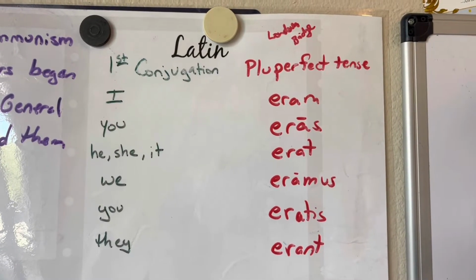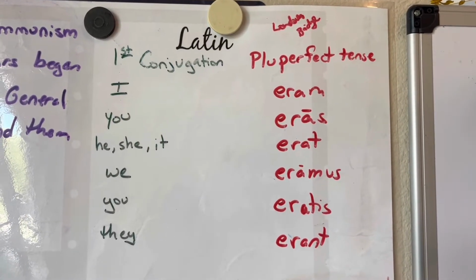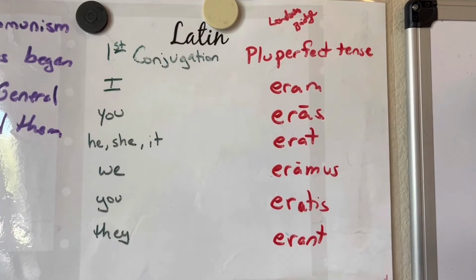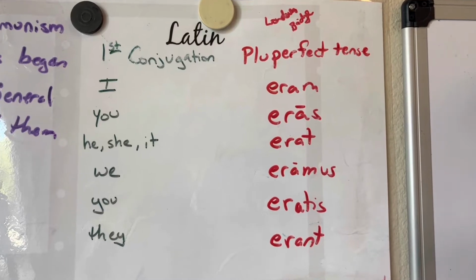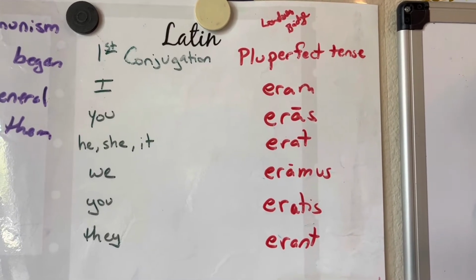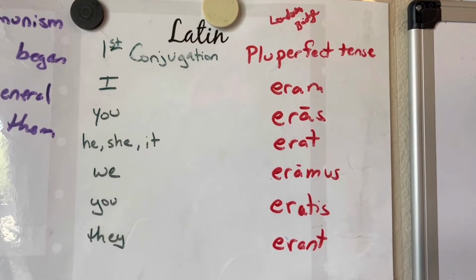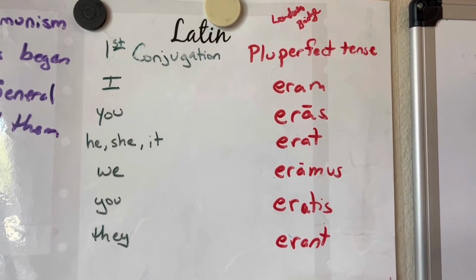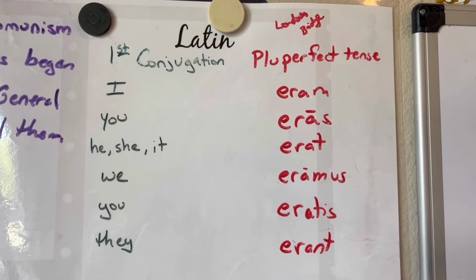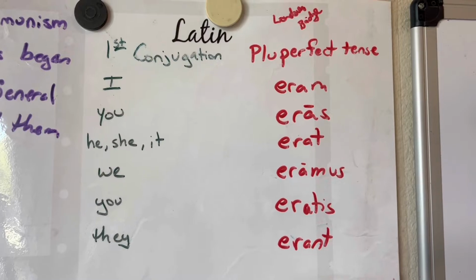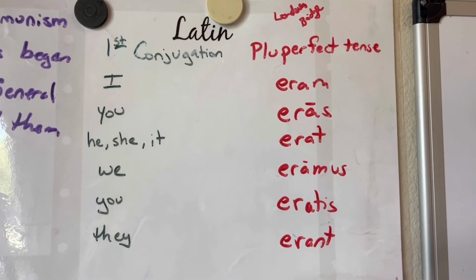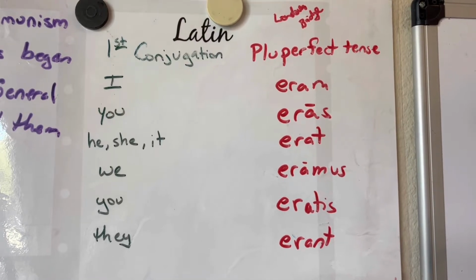First conjugation, pluperfect tense, to London Bridge, because they made an error when they were making the London Bridge and it was going to fall down. So it starts with arum. Arum, eros, erat, aramis, eratis, erant. First conjugation, pluperfect tense.